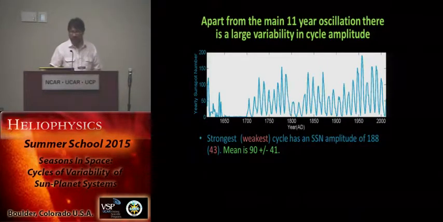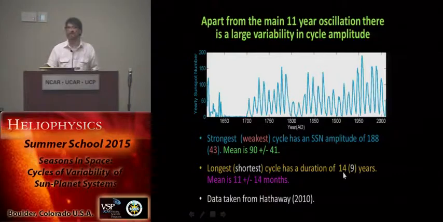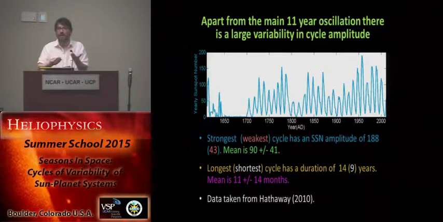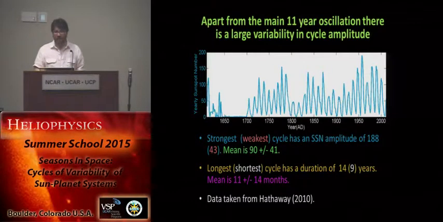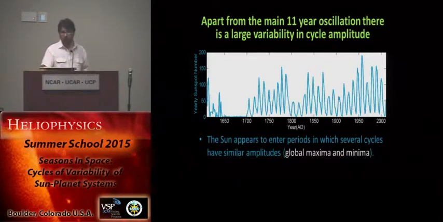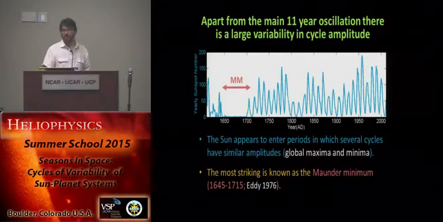To a great extent. And the duration, the mean is 11 years, but the shortest is 9 years and the longest is 14. This also depends on how you define exactly a solar cycle, because you have overlap between the wings, and so there is some uncertainty there, but these are the general properties of the cycle. Now, of course, the most striking feature here is this part that you probably have heard about, the Maunder minimum, which is a period where there didn't seem to be many sunspots on the sun.